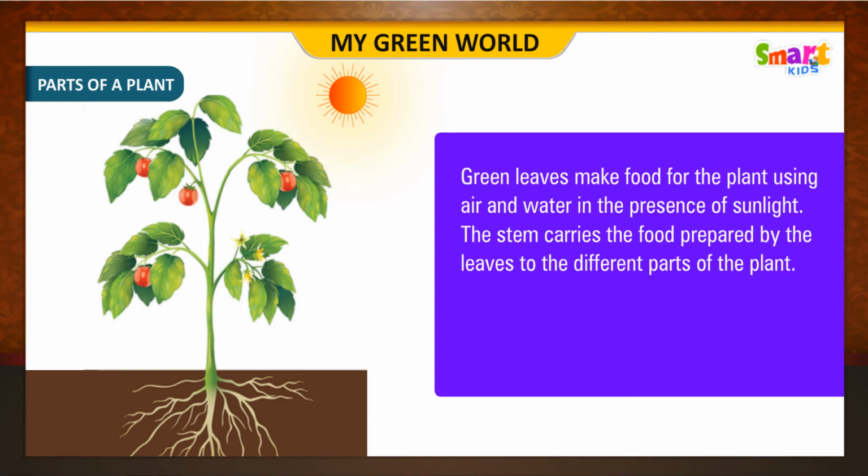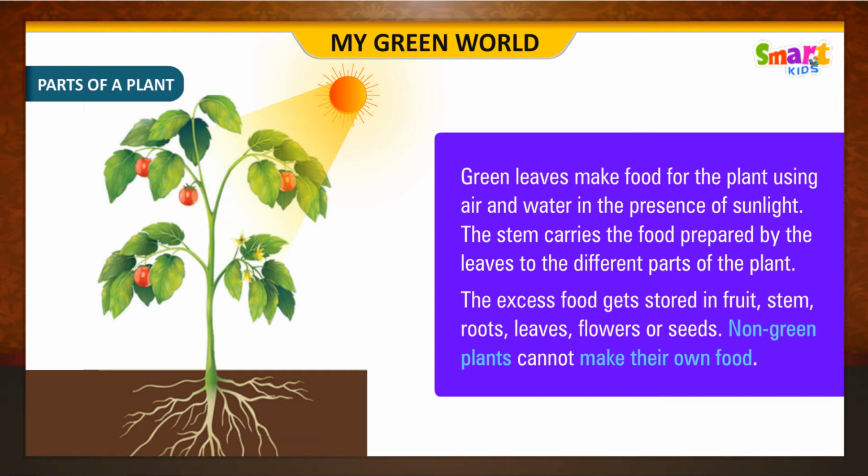Green leaves make food for the plant using air and water in the presence of sunlight. The stem carries the food prepared by the leaves to the different parts of the plant. The excess food gets stored in fruit, stem, roots, leaves, flowers, or seeds. Non-green plants cannot make their own food.